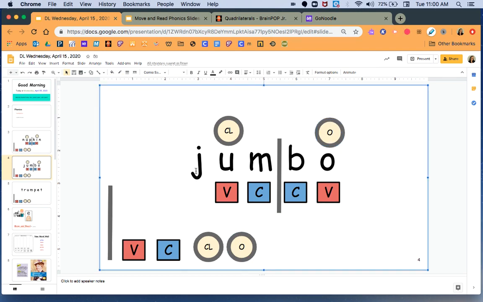So here I go. Let's go ahead and tap out. It's a two-syllable word. Jum, bo, bow. Jumbo. Jumbo is another word for something really large. So jumbo.